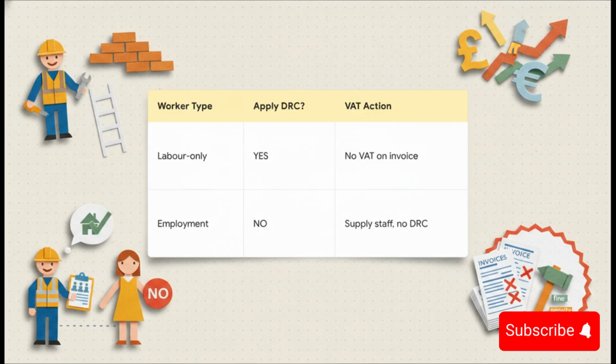Check out this table. If you're a labor-only subcontractor falling under the scope of the CIS, the reverse charge applies. Period. End of story. No VAT on your invoices. However, if you're an employment business, the reverse charge does not apply because you're treated as supplying staff, not construction services. Getting this specific distinction right between supplying labor versus supplying staff is absolutely critical to staying compliant.